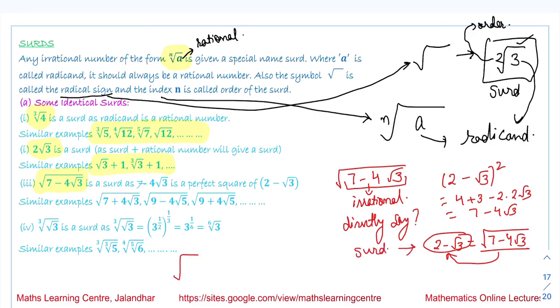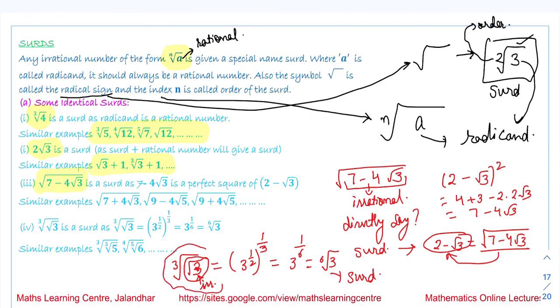Similarly, if I am talking about, say, the number cube root of square root of 3, we are saying this is 3 raised to the power 1 by 2, whole raised to the power 1 by 3. So it is 3 raised to the power 1 by 6. So it is 6th root of 3. So this is a surd, although it seems like an irrational number over here. With cube root of some irrational number, we cannot directly say from this whether it is a surd or not. But after looking at this term, we see 3 is a rational number. So 6th root of 3 is a surd.